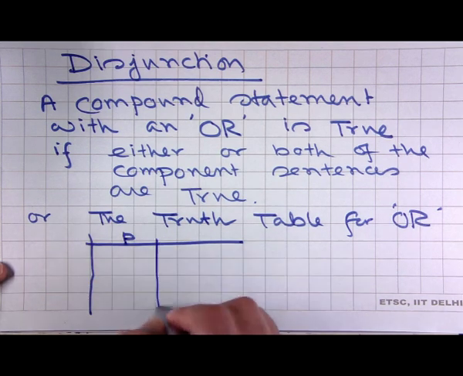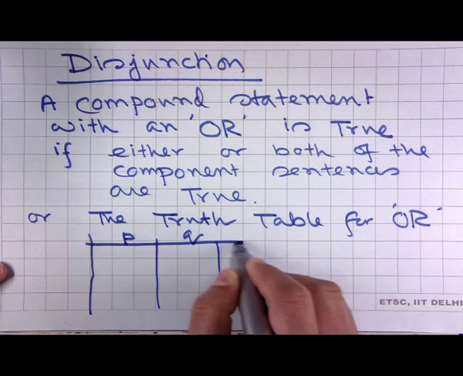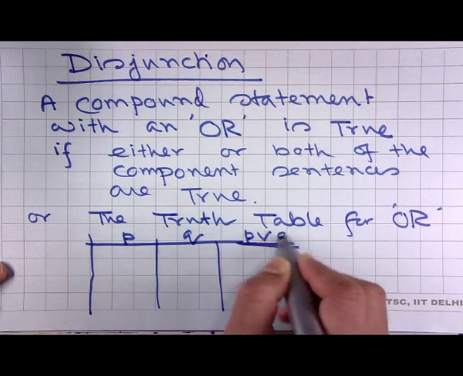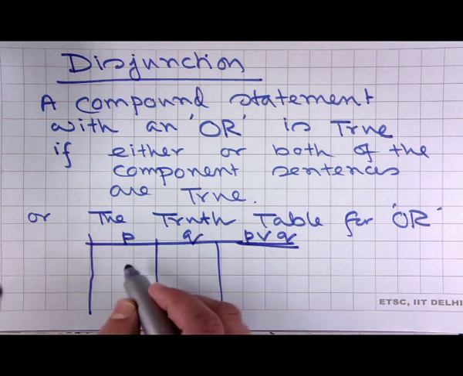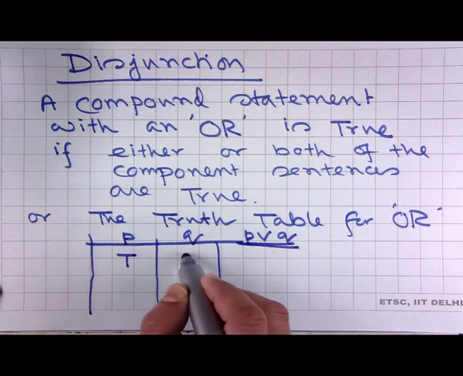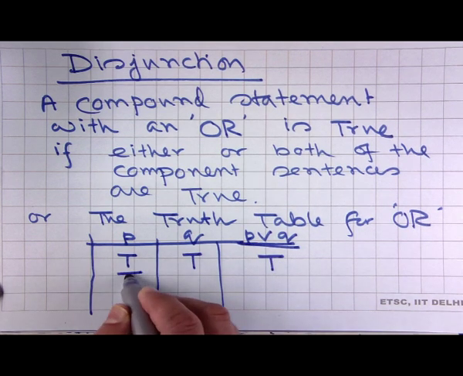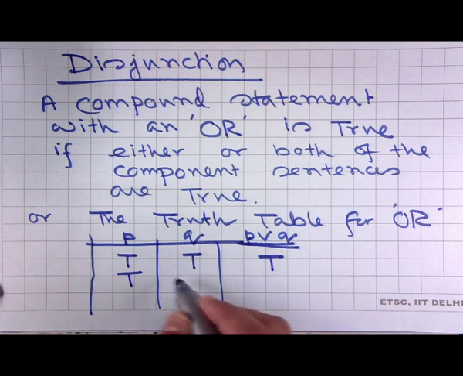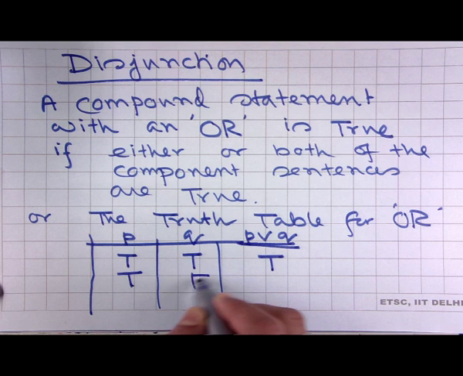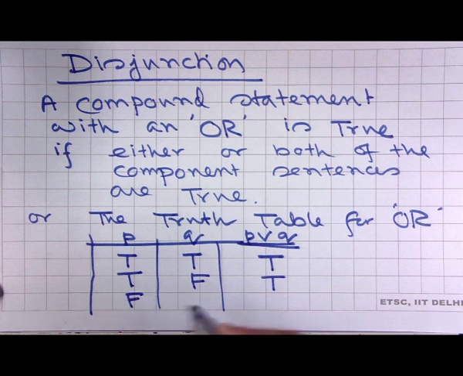P, Q, P or Q. What it says? If P is true and Q is true, this is true. If either of them is true, then the compound is true. So, if P is true and Q is F, still it is true. If P is false and Q is true, then it is true, but if P is false and Q is false, then this is false.